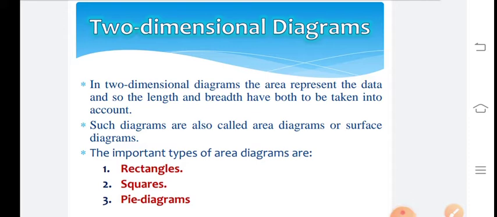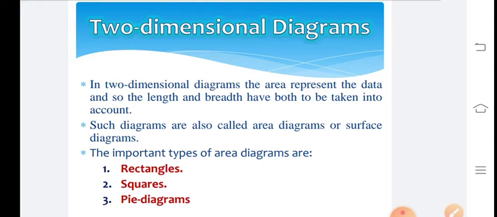In the last class we discussed two-dimensional diagrams, and out of those we finished the pie diagram. In two-dimensional diagrams, both the length as well as the breadth are taken into account. Such diagrams are also called area diagrams or surface diagrams. Under this, there are the rectangle diagram, the square diagram, and the pie diagram. Out of these three, we finished the pie diagram.